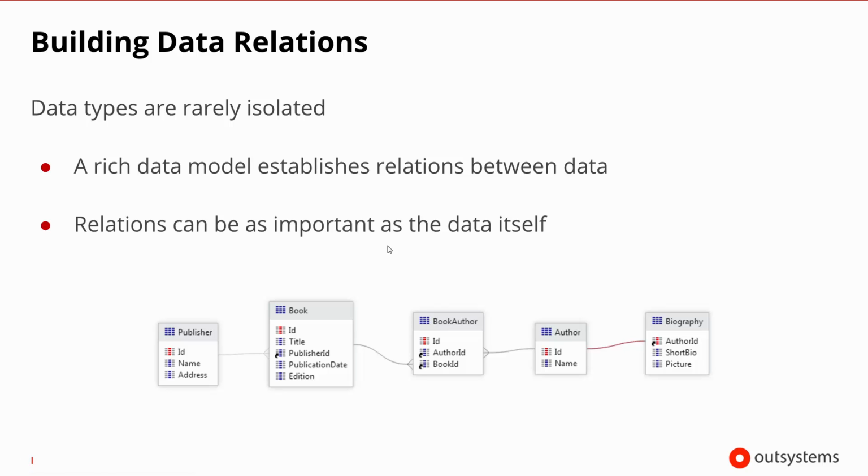So it's rare that one set of data will be enough by itself. A good example here is we may have books, and the books may have been published by some sort of publisher. They will have some sort of author. Each book has one or more authors, and an author may have written one or more books, and an author may have more details about themselves, which we call their biography.